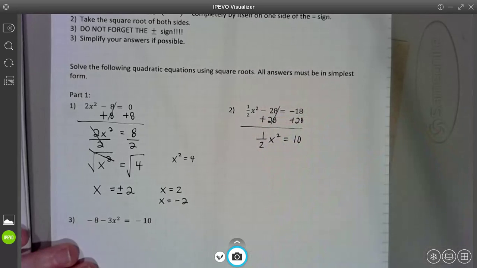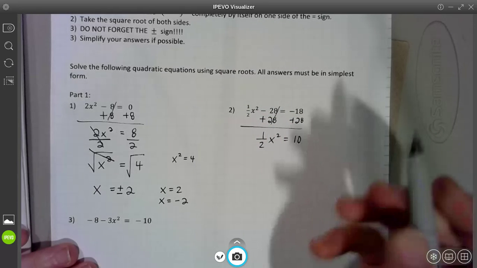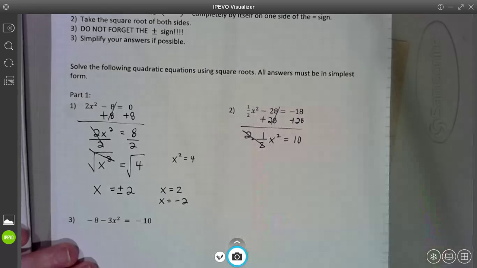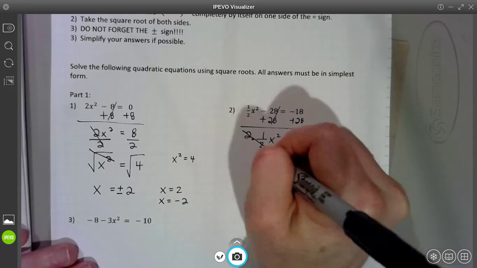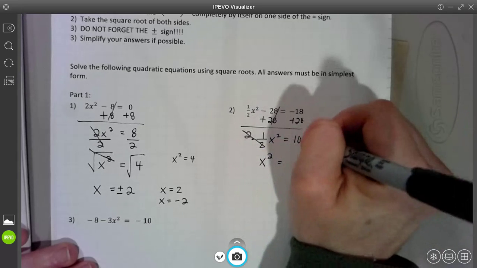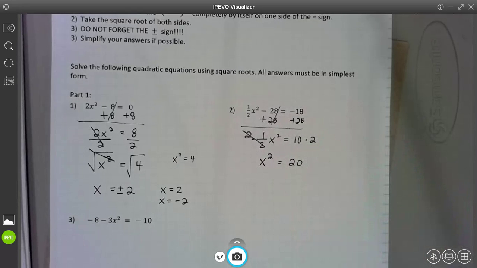You have two options to get the 1/2 away. I could divide it away like I normally do to things that are attached to x squared, or I could times by 2, because when I times 2 and a half together, they cancel. I just get 1, which is 1x squared, which is x squared. So you do whichever way you like to do. All right, and then I have to times this side by 2, and I get 20. So our job is to figure out what numbers could I square to get 20 as my answer.